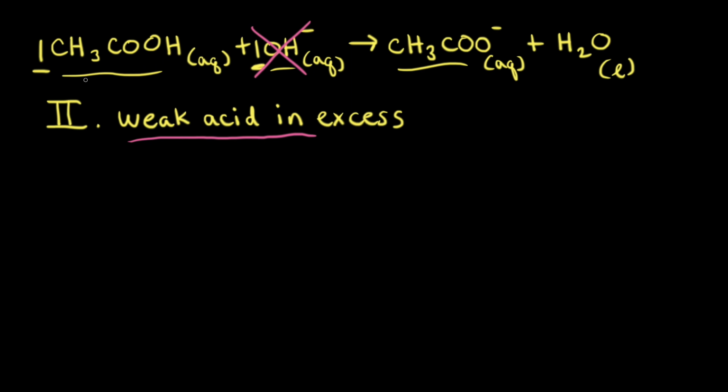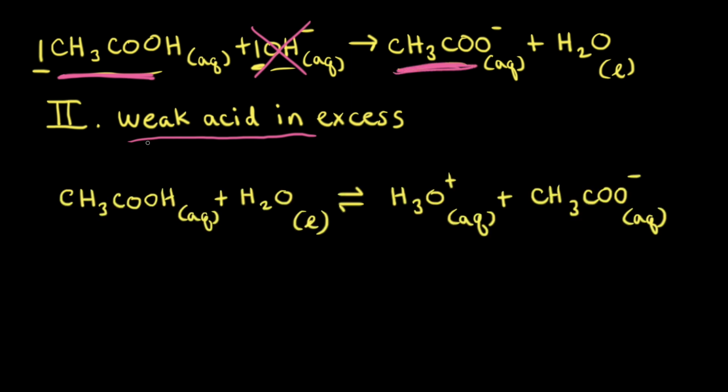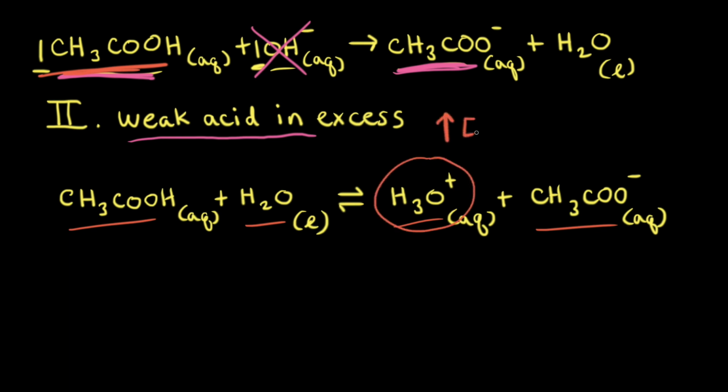We need to think about the weak acid that was in excess, acetic acid, and we also have to think about the acetate anion that was formed in the neutralization reaction. First, let's think about the weak acid that was in excess. Acetic acid will react with water to form the hydronium ion H3O+ and the acetate anion CH3COO-. Because the concentration of hydronium ions in solution increases, that makes the solution more acidic. Therefore, when the weak acid is in excess, the pH of the resulting solution will be less than 7 at 25 degrees Celsius.